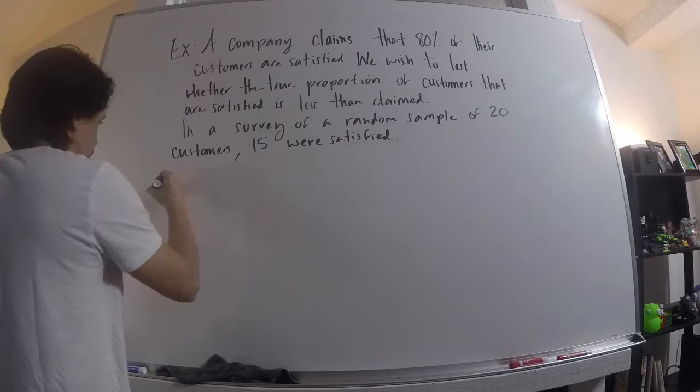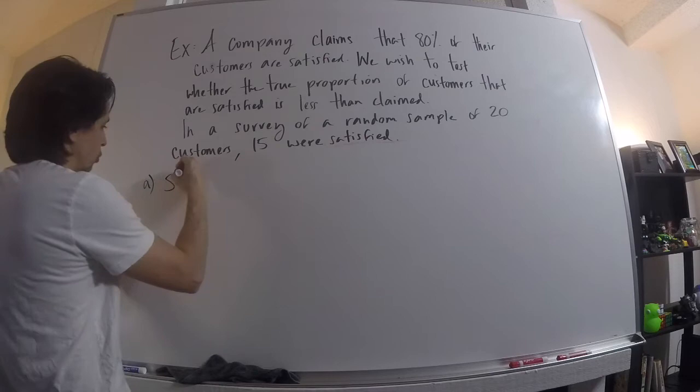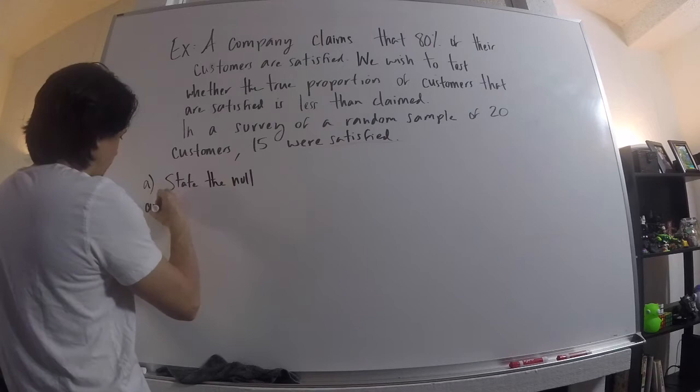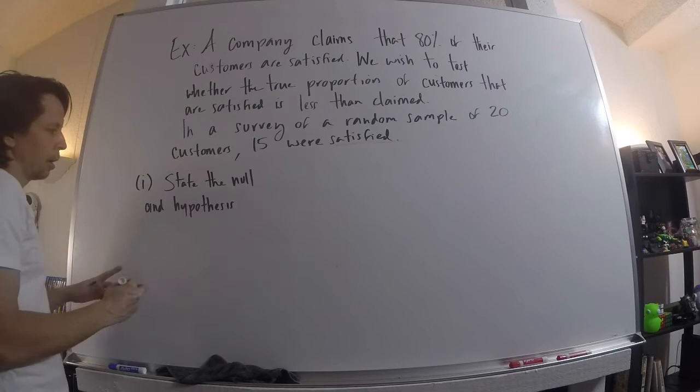And now we're going to go in parts. So here, we're going to go through individual problems that are part of the whole process. So A will be to state the null and alternative hypotheses. And I'm not going to label it A. I'm going to label it, because I'm going to use this later, Roman numeral 1. State the null and alternative hypothesis, or hypotheses, technically.